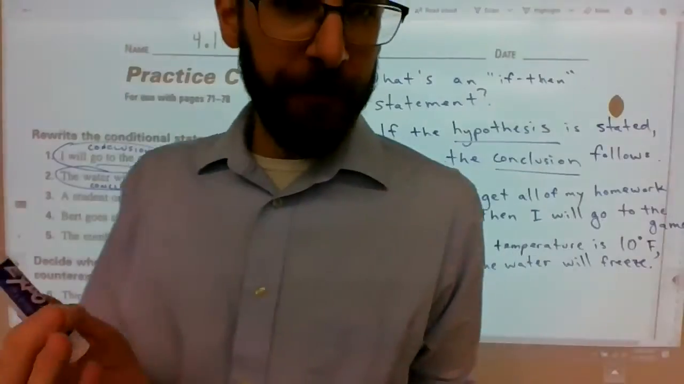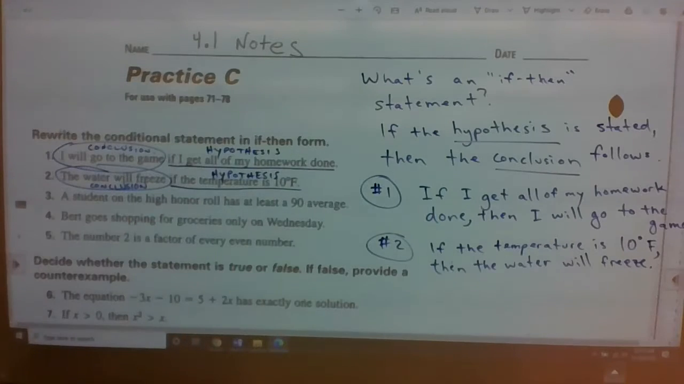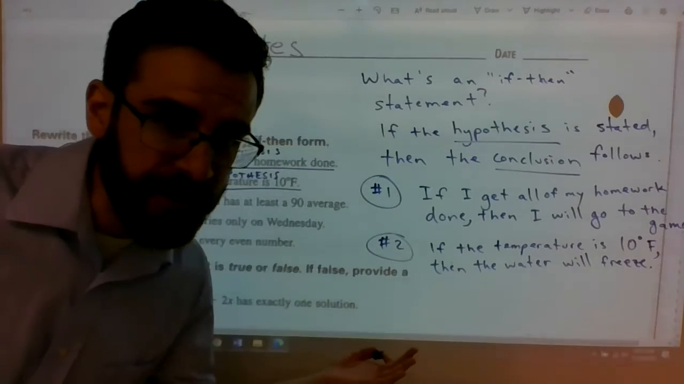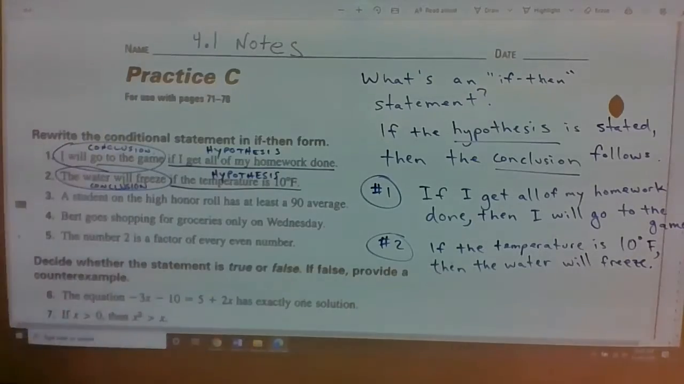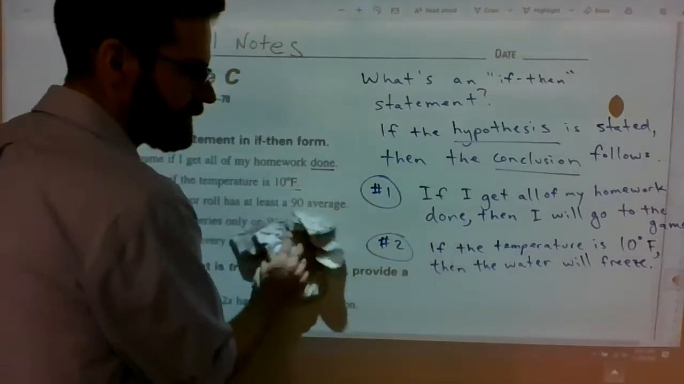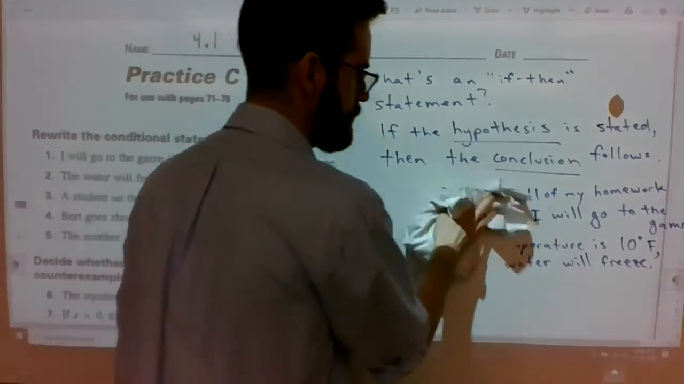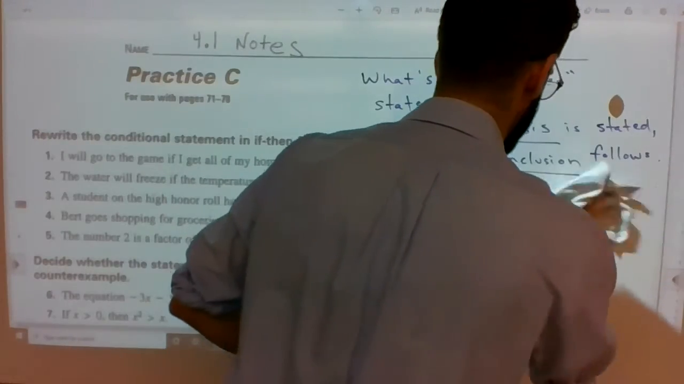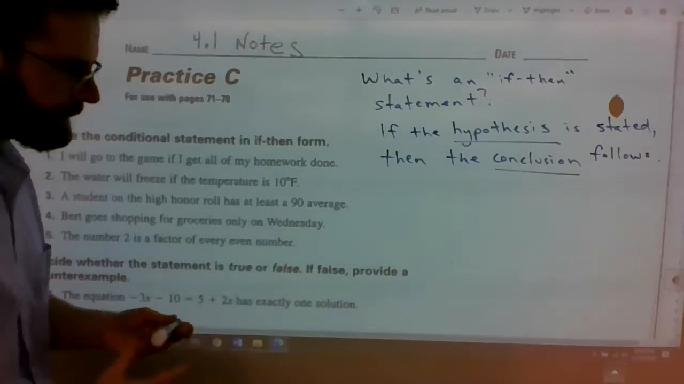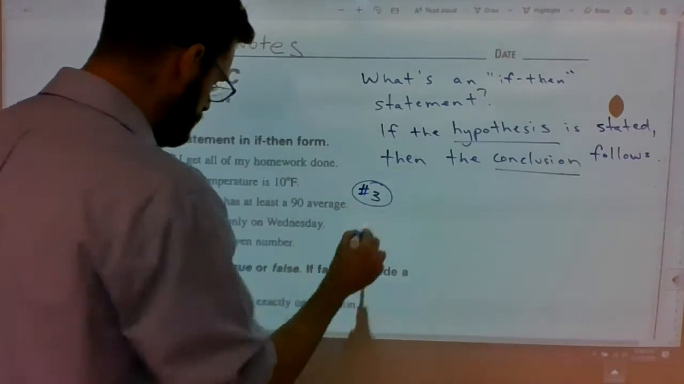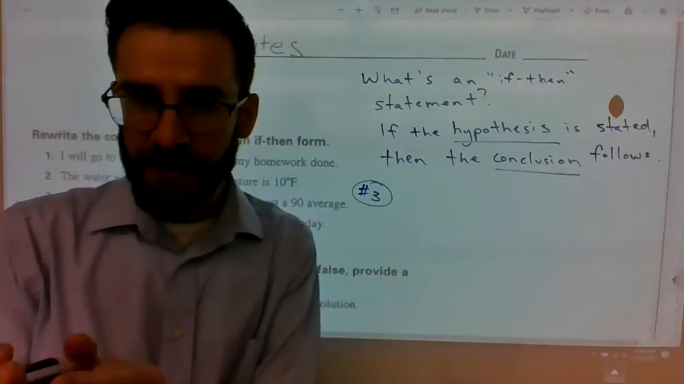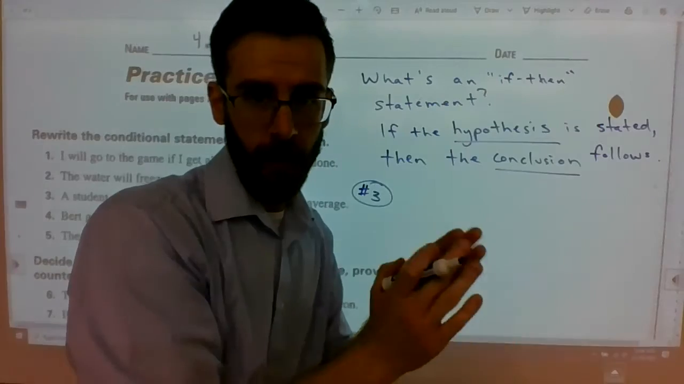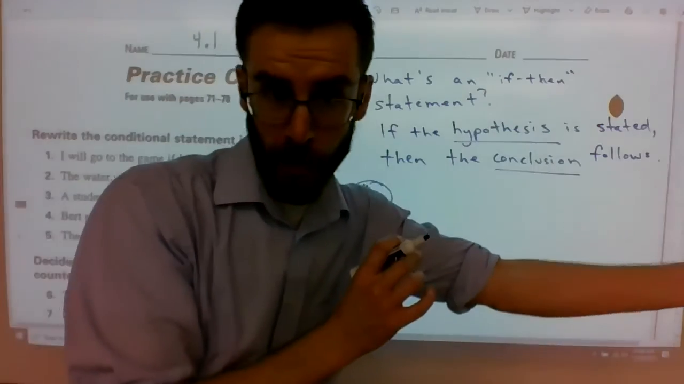What happens when you get something like number 3? A student on the high honor roll has at least a 90 average. There's no ifs. There's no thens. How are we supposed to determine who the if is and who the then is? Let's get some room here. There we go. So we're talking number 3. Well, what's your hypothesis? Remember, it's a hypothesis which leads to a conclusion. The conclusion is sort of like the action that occurs after.